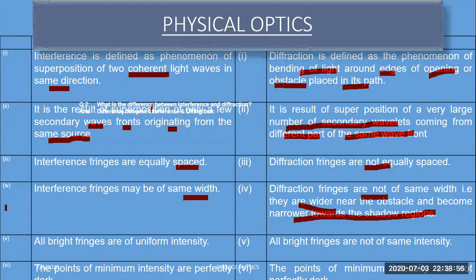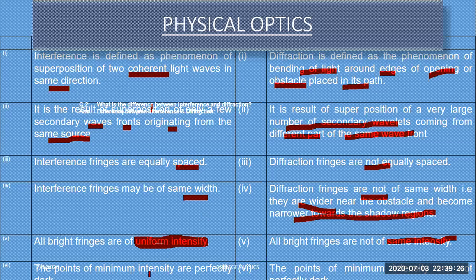The fifth is, all bright fringes are of uniform intensity. The intensity of the bright fringes is always uniform in interference. In diffraction, bright fringes are not of the same intensity. So this is the difference. They are of the same intensity in case of interference, but in case of diffraction, the intensity is not the same.